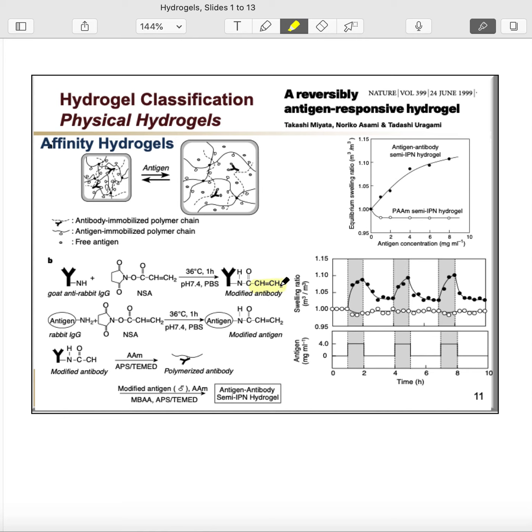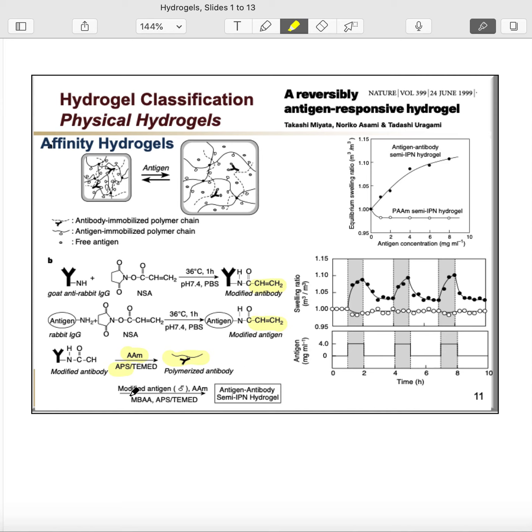it to be polymerized. Similarly, they took the antigen and they functionalized it in a similar way so that they could polymerize the antigen as well. The antigen is the molecule that the antibody is able to bind. After they had that, they basically polymerized the modified antibody in the presence of acrylamide and ammonium persulfate as the initiator to now get a polyacrylamide that has antibodies on several parts on that chain.